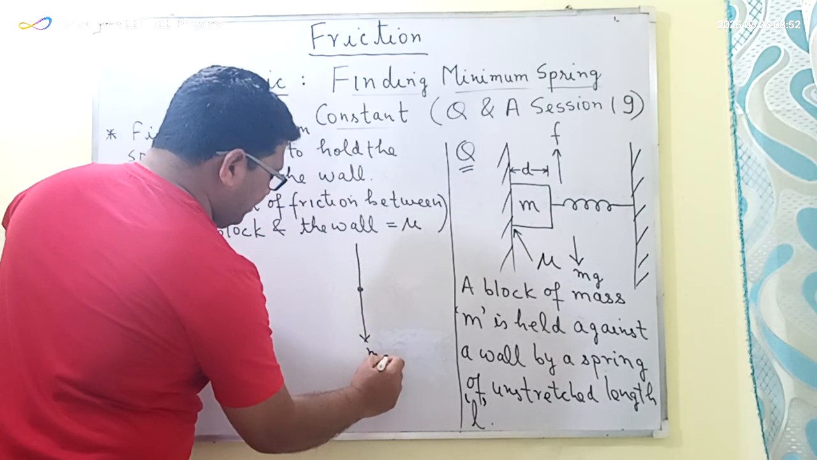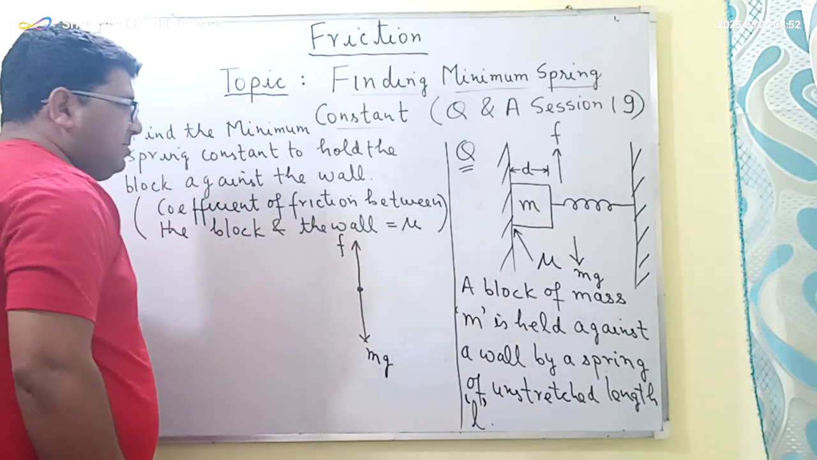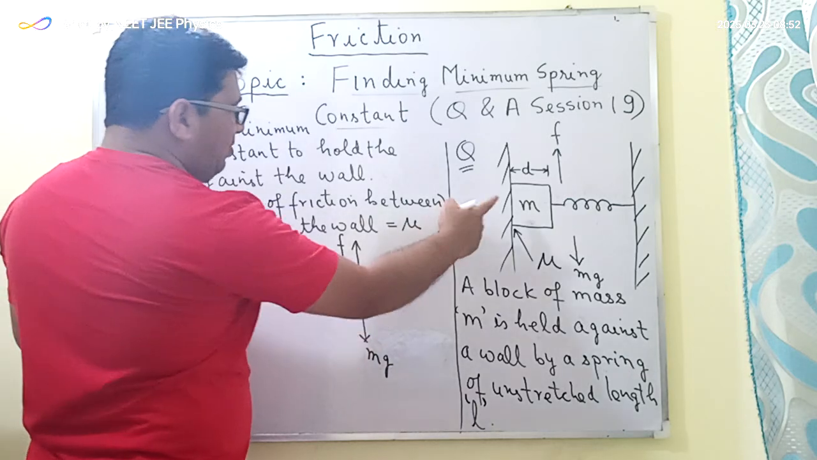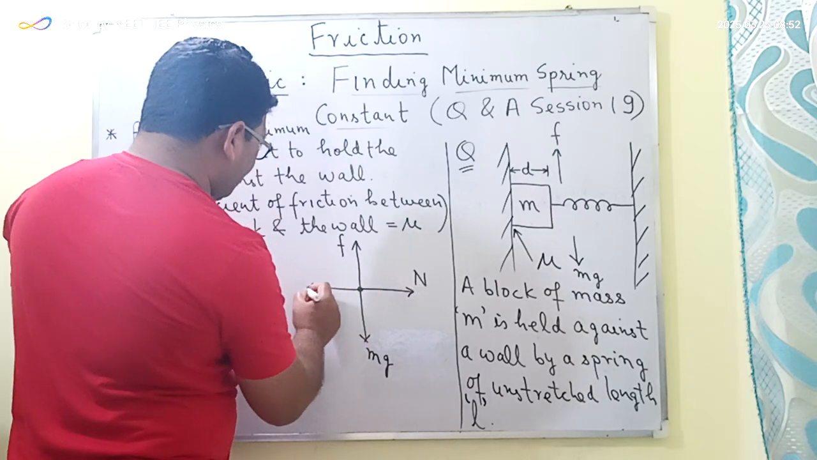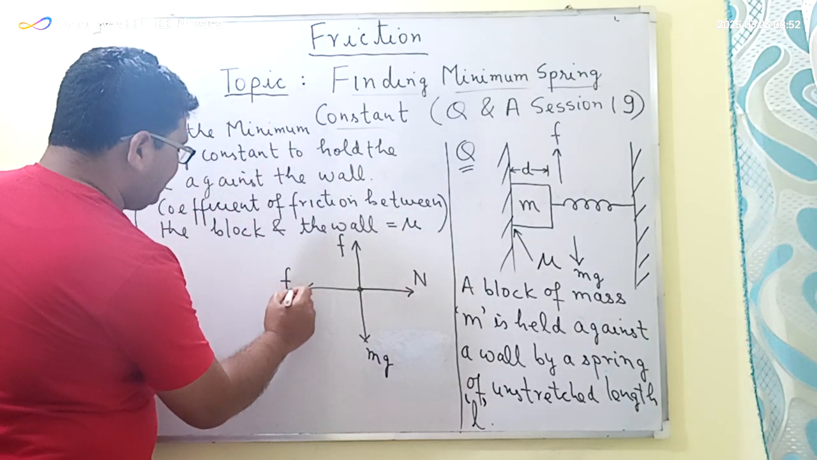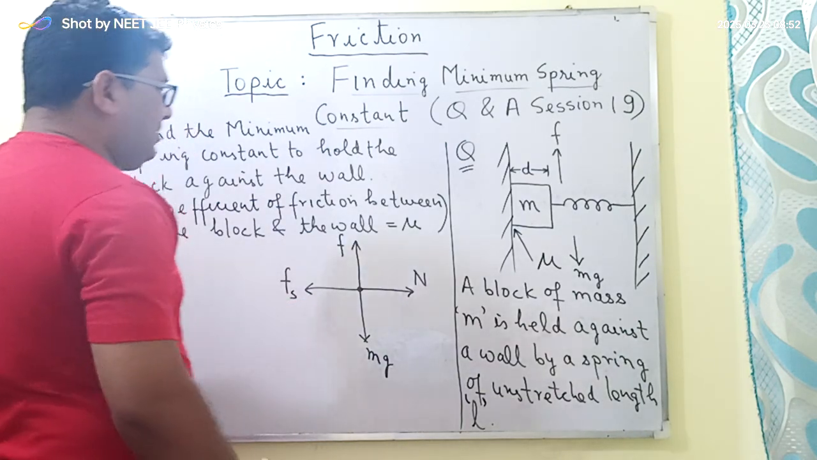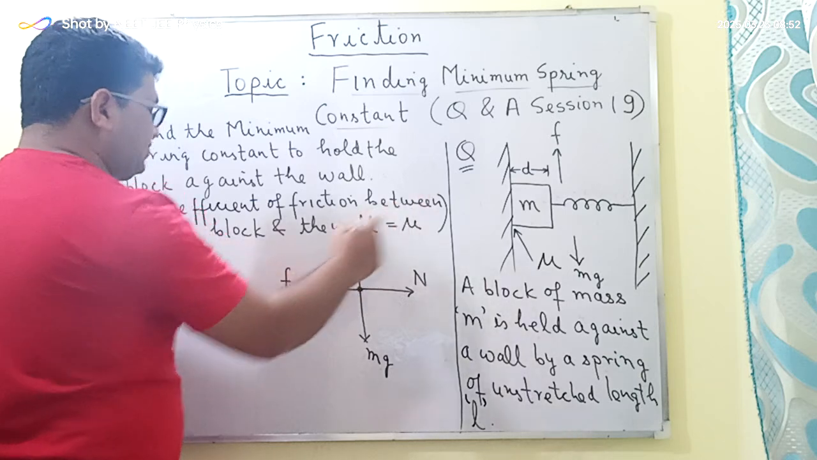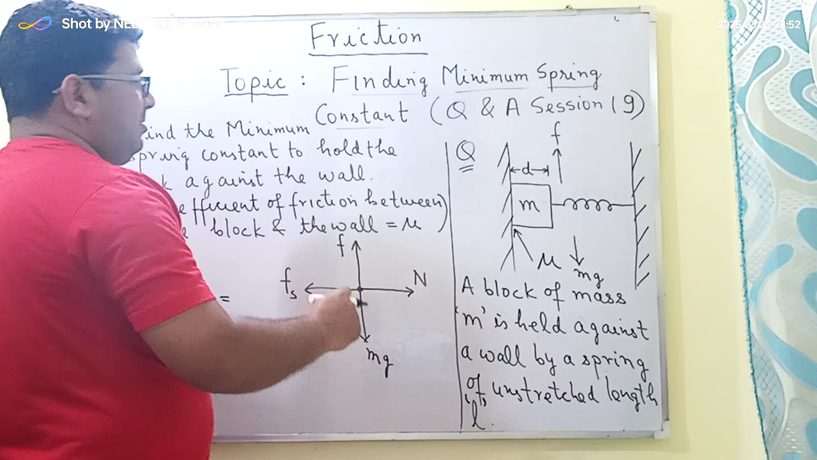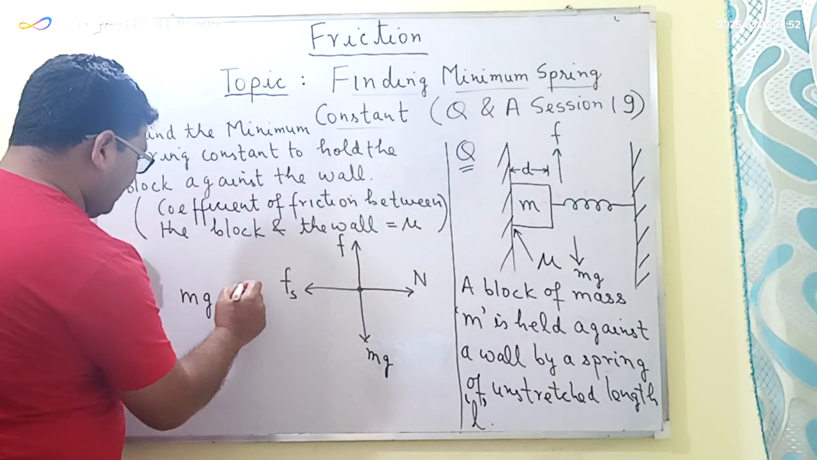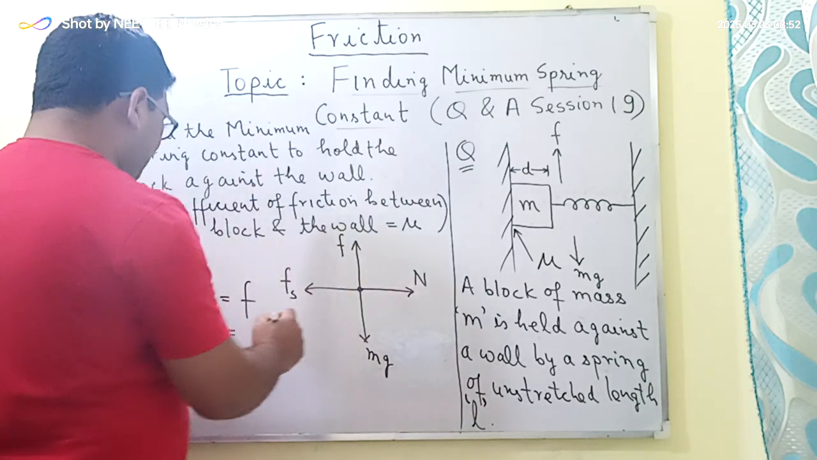So the weight will be acting vertically downward. This force of friction will act vertically upward, and the normal reaction here will be balanced by the spring force. So the spring force, I am denoting as Fs. With the help of this free body diagram, I will be able to get two equations. That is, first of all, the weight of this block will be equal to the force of friction, and the normal reaction will be equal to the spring force.